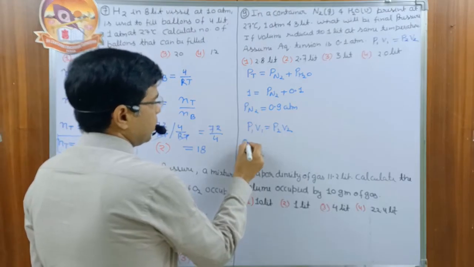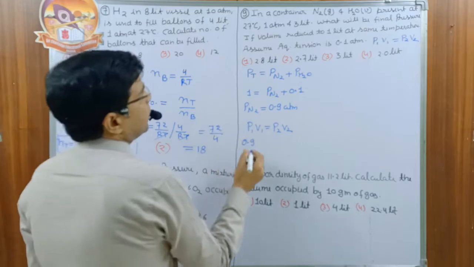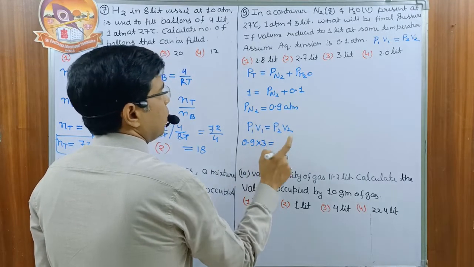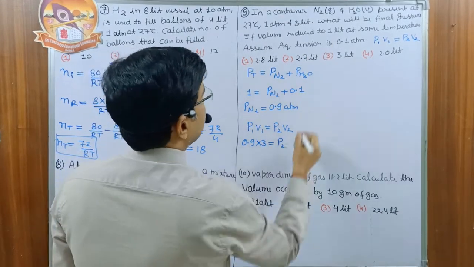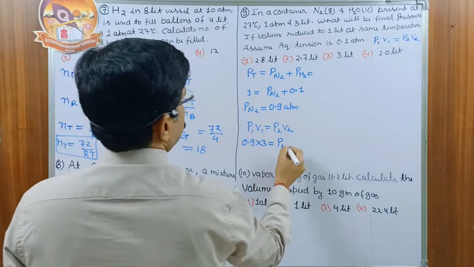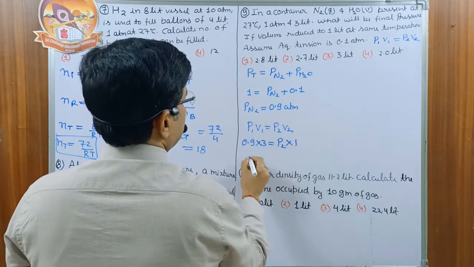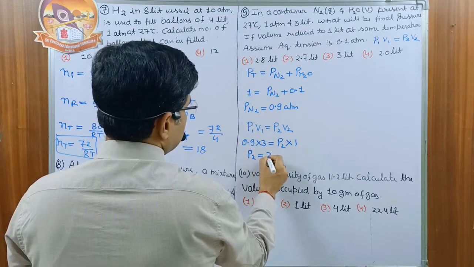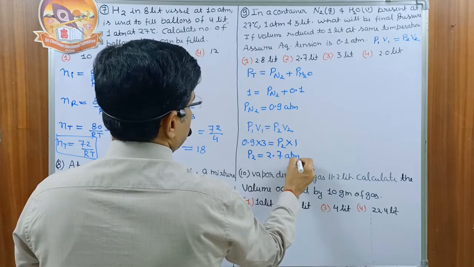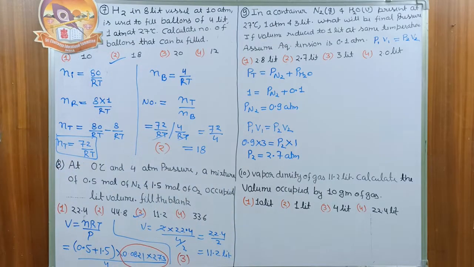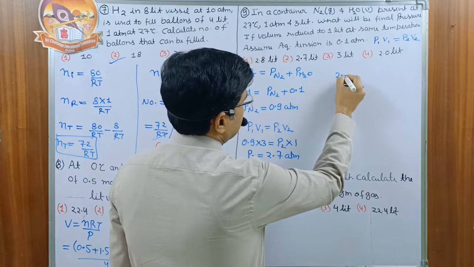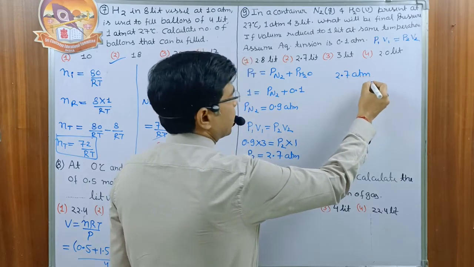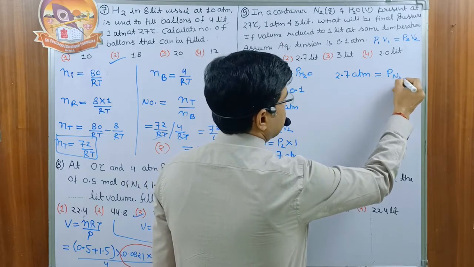Initially pressure of the nitrogen gas 0.9, initially volume 3 liter, final pressure we have to find out. And what is the volume now? Volume becomes 1. So pressure becomes 2.7 atmosphere. Just we put this value, the pressure becomes 2.7 atmosphere. This 2.7 atmospheric pressure is the pressure of the nitrogen gas at condition 2.